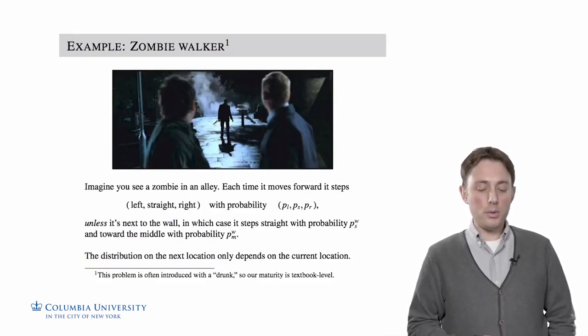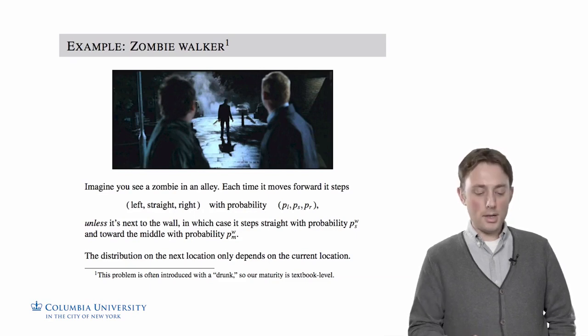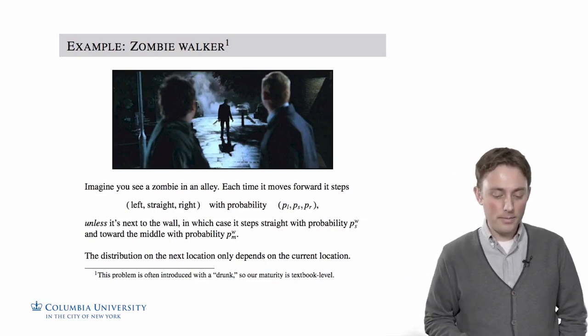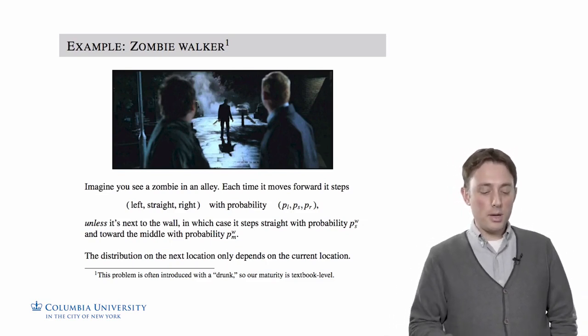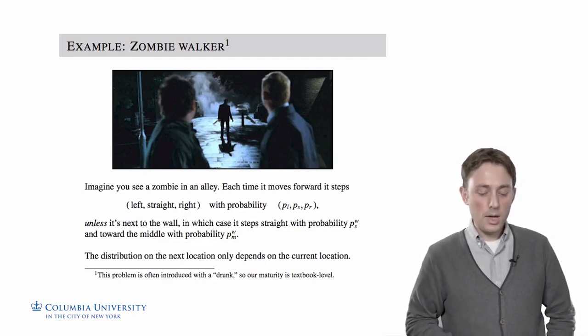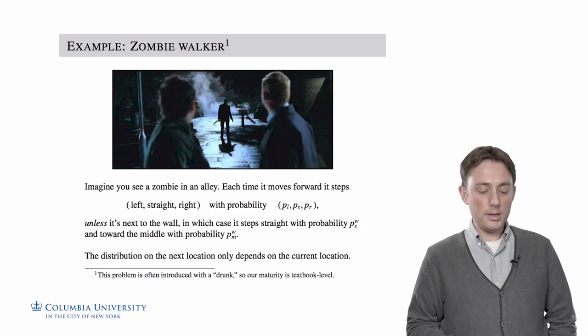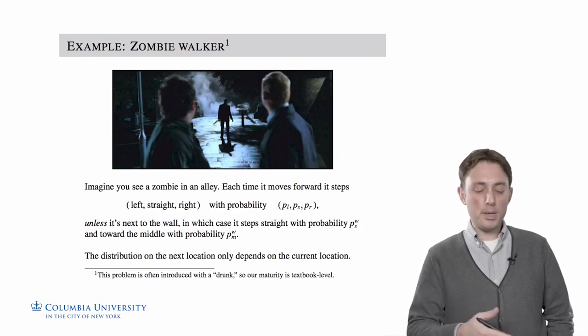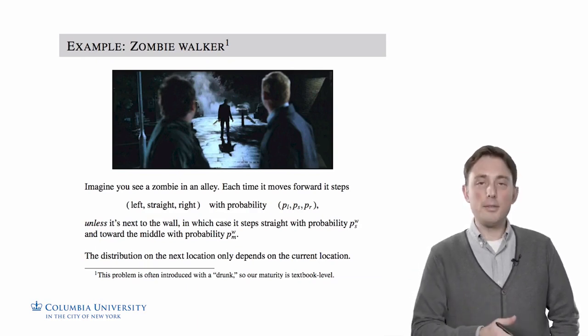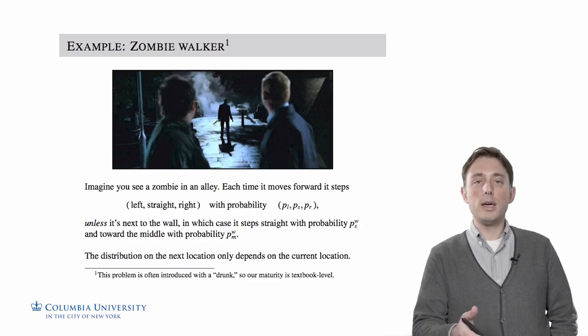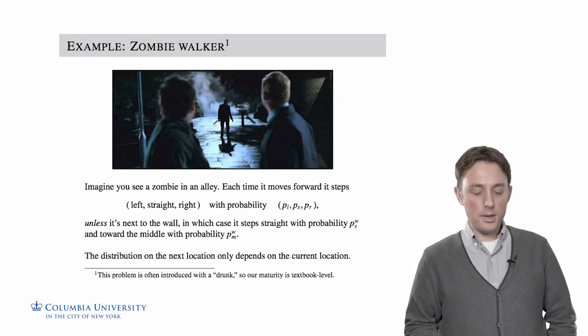Often this example in textbooks is introduced with the story of a drunk walking down an alley. So we're going to modify it a little bit. Let's imagine that we see a zombie walking in an alley. Each time it moves forward, it takes a step. But because it's staggering, it can move to the left, take a step straight ahead, or take a step to the right.